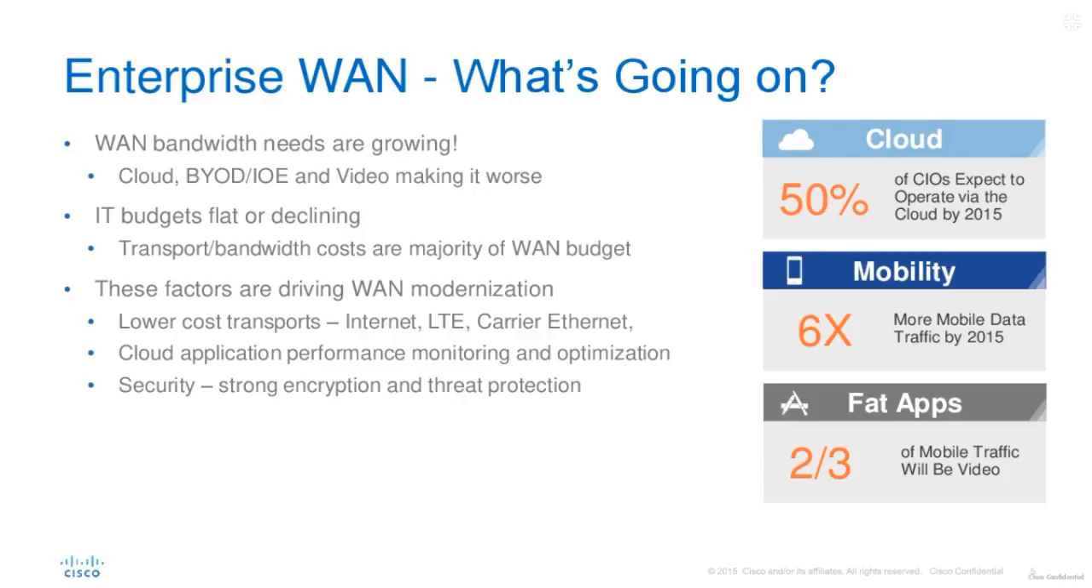So we see at the same time this need for bandwidth in the branches increasing, while IT budgets have been flat or declining. And the WAN budget, the transport or bandwidth costs, are really the majority of the costs for that particular budget. So it's a bit of a catch-22 there. But at the same time, we've seen a real movement towards lower cost transport, in particular over the internet and other areas like LTE connectivity.